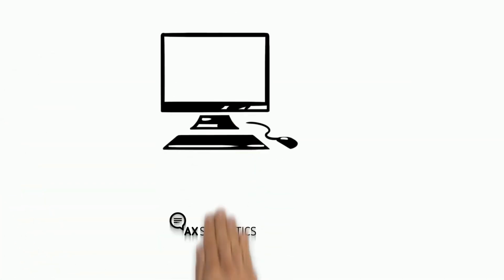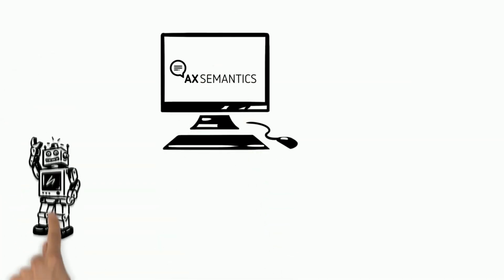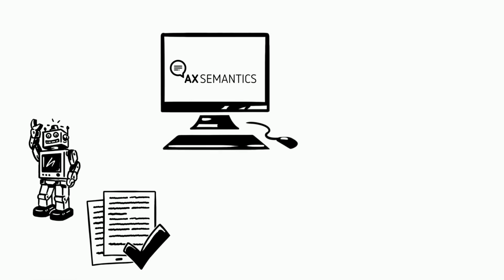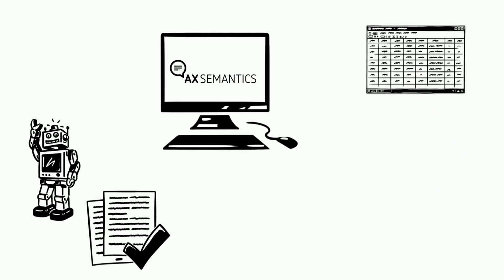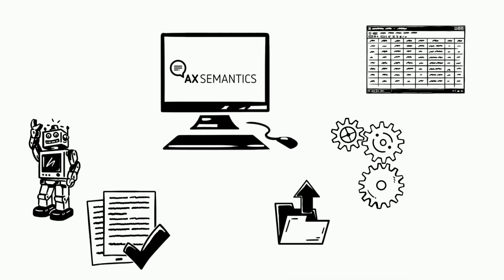AX Semantics is a software that enables you to automate text creation. Since Julia needs structured data for the automated text creation, she uses the existing product data of the PIM system. In the beginning, she uploaded an export file to AX Semantics, but now an API does this automatically.